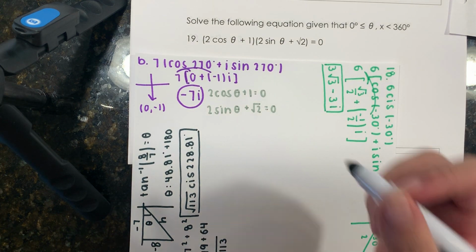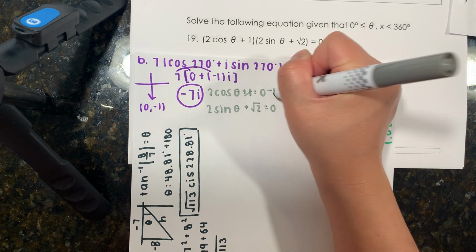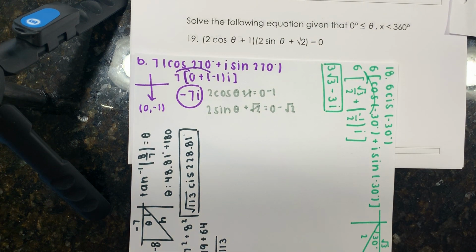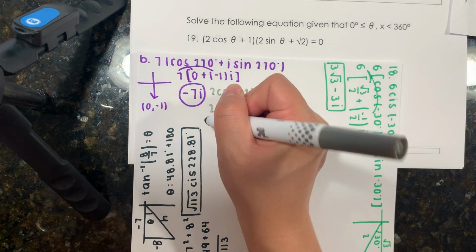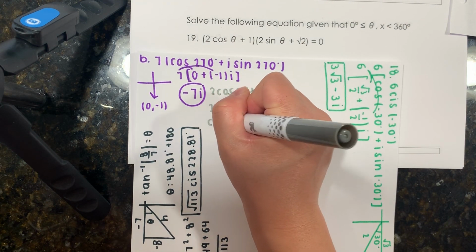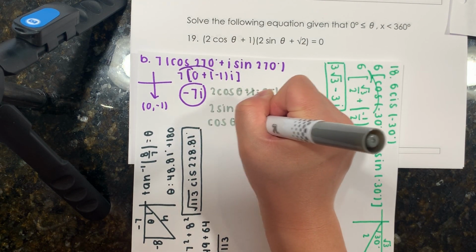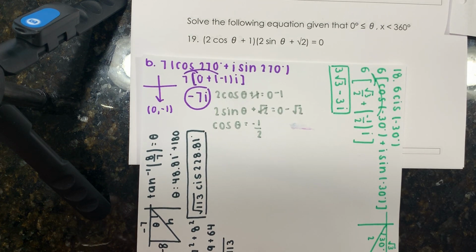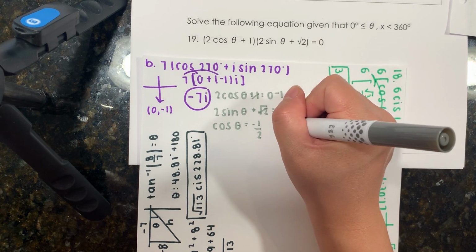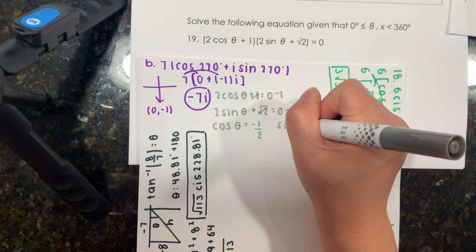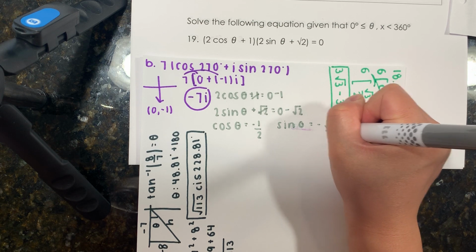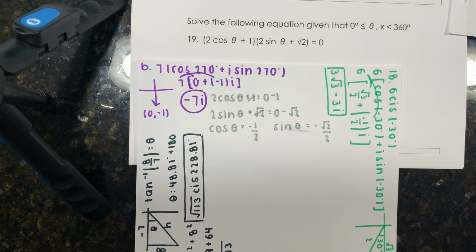So now when I move the 1 to the other side, it becomes negative. When I move the √2, it becomes negative. Then I have to divide each of those by 2. So for the first one, I would have cosine theta is equal to -1/2. And for the next one, I would have sine theta is equal to -√2/2, but unfortunately that's not a reference triangle.